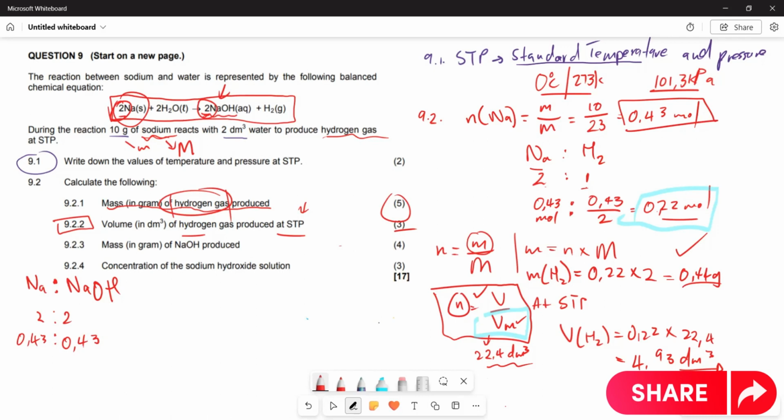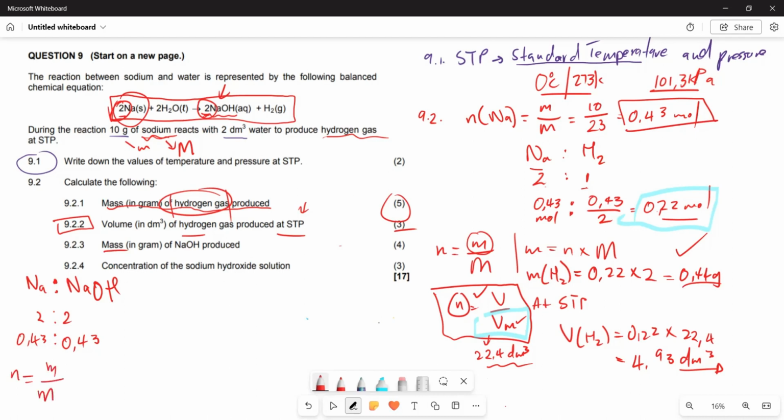And now, after you found your mole of sodium hydroxide, they want you to calculate what? The mass. And what is the formula that we use to calculate the mass? Remember that mole is given by mass over your molar mass. In our case, we already have the mole, which is the one that we've just found using the ratio, and we can calculate the molar mass. So therefore, we can get the mass of it, right?